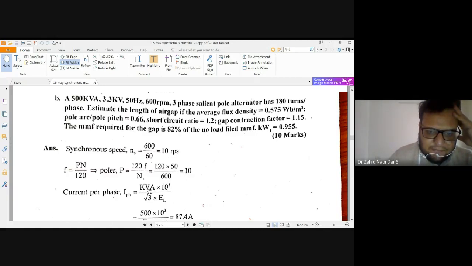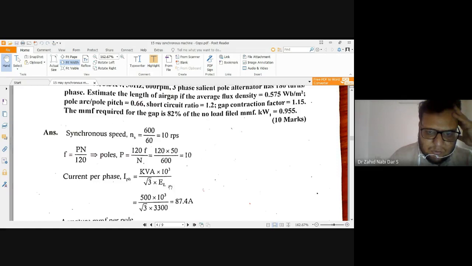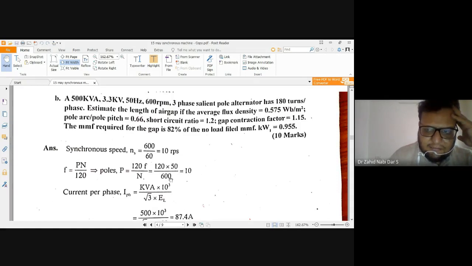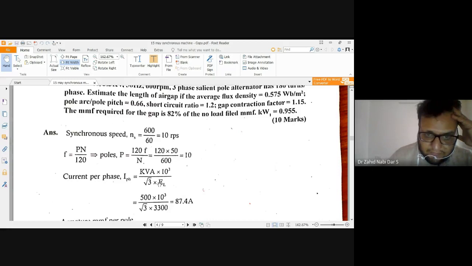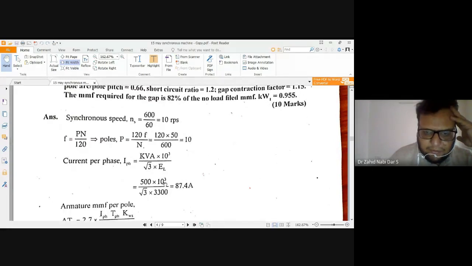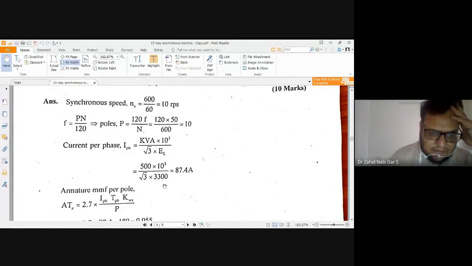Now current per phase would be kVA into 10 power 3 by root 3 into EL. Okay, so root 3 into EL, but here he has taken unity power factor, because they have not mentioned the power factor. Basically the formula is kVA is equal to root 3 EL into IL into 10 power 3 into cos phi. So here no power factor is mentioned, so he has assumed unity. So this current comes around 87.4 ampere.